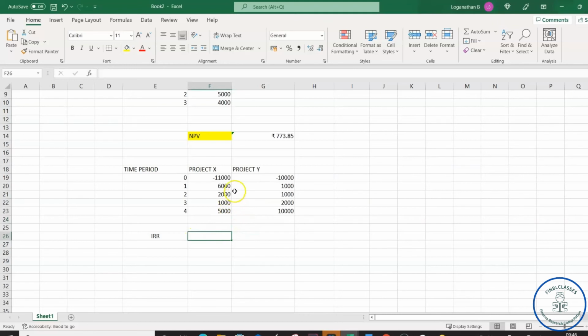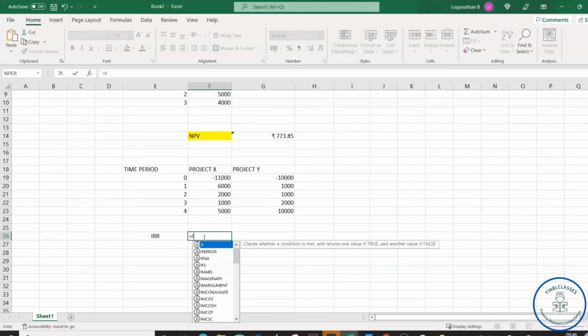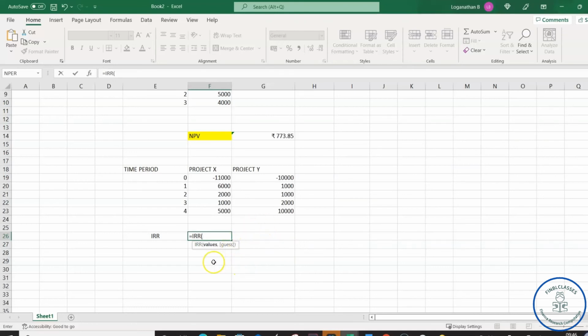Now we have to determine the rate of return. The investment has been given, but we have to find the internal rate of return. So we can directly go to the function, equal to IRR. It says it returns the internal rate of return for a series of cash flows. When I press the tab key, the syntax first asks for the values, then it asks for the guess, right? For values, I'll be selecting all the values from F19 to F23.